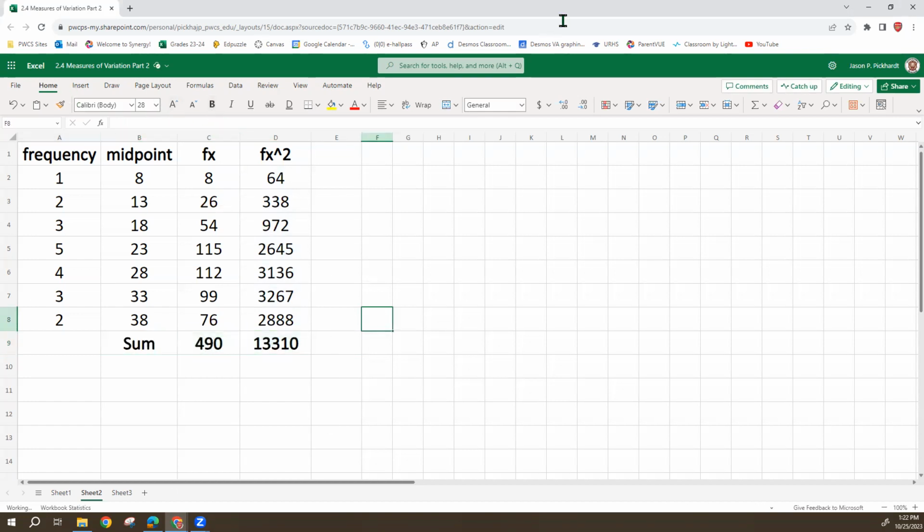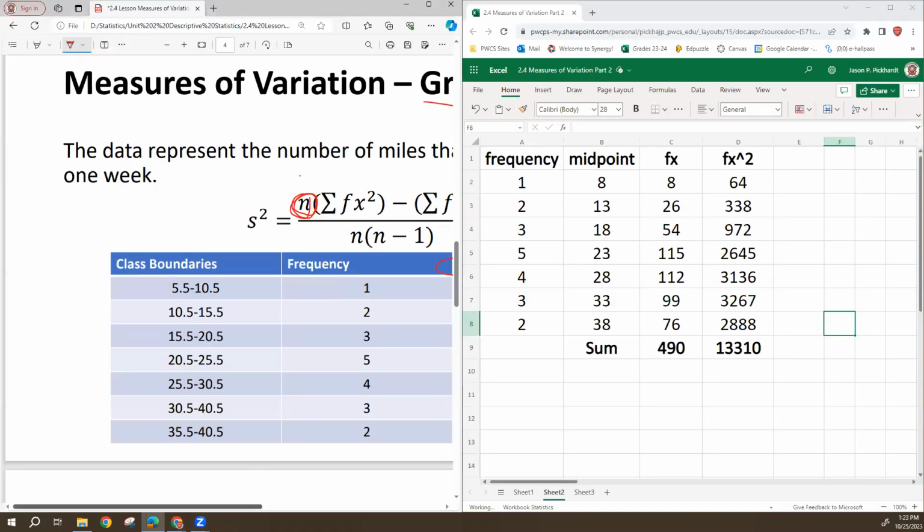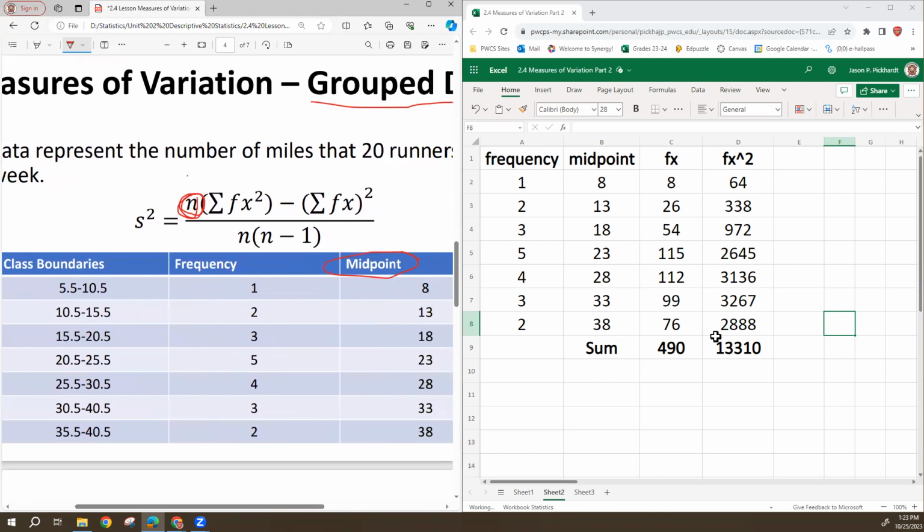And now I'm going to use my formula here and these two values to make my calculation for standard deviation. So far I have multiplied my frequency times my midpoint, and then my frequency times my midpoint squared, and I've found the sum of these two columns.